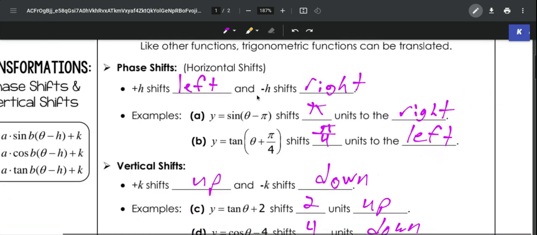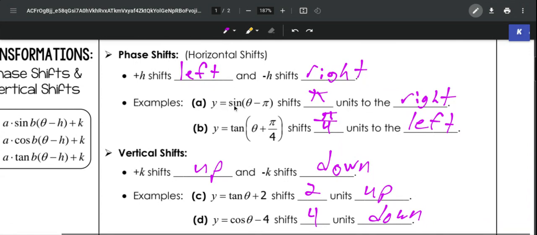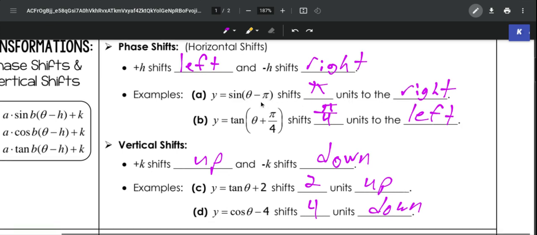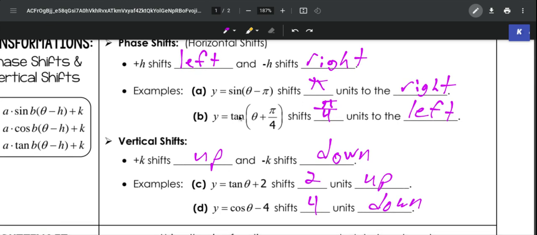And some examples of that. So if we had y is equal to sine of theta minus pi, that minus pi would be the same as minus h. So that is going to be h is pi. So it would be pi units to the right since it's minus. And then if we have y is equal to tangent of theta plus pi over 4, that's plus, so it's moving to the left, and it would move to the left pi over 4 units.